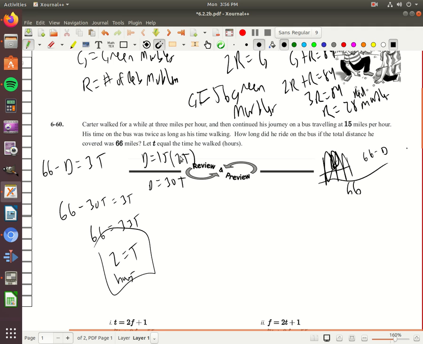Here. So if we plug 2 in for t, we get 4. So his distance was 60 on the bus. 60 miles on the bus. And then if I plug t in here, I get 6. And then 66 minus 60 is 6, so we feel good about that. So his distance is 6 miles walking. And again, he was 4 hours on the bus because it's 2 times 2, and he was 2 hours walking.